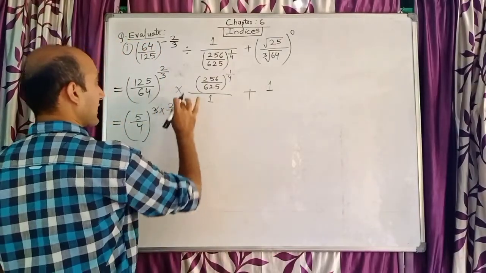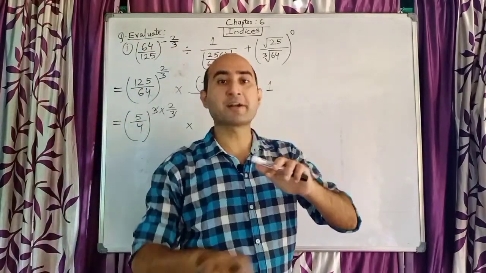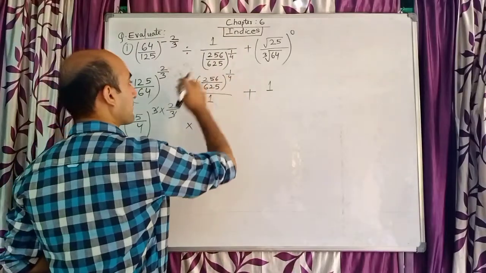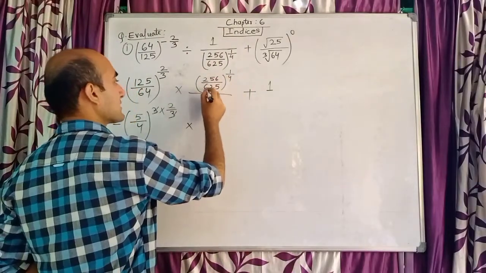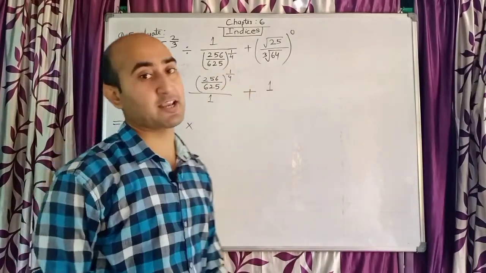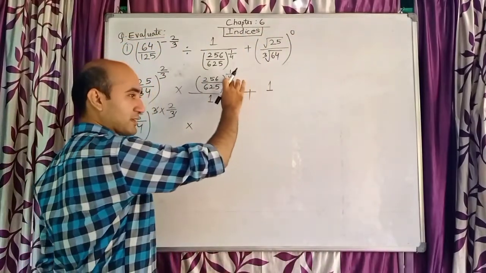Now the same multiplication you put here. You all know, children, 1 in the denominator has no value. So now we will not write 1, we will write only the upper part. What do we have in the upper part? We have 256 by 625. Now you can see the power is what? Fraction 1 by 4.